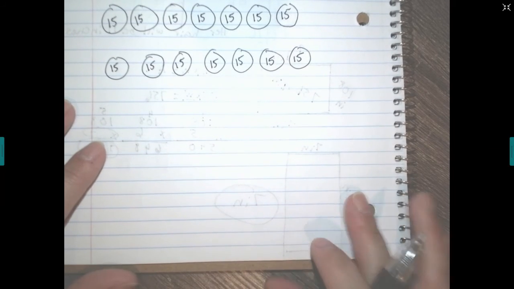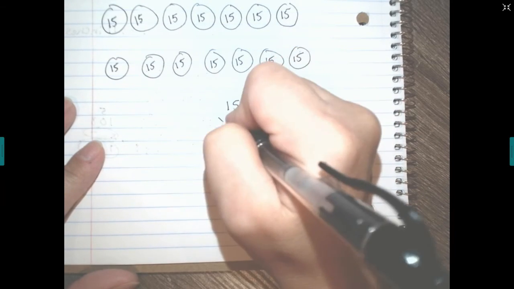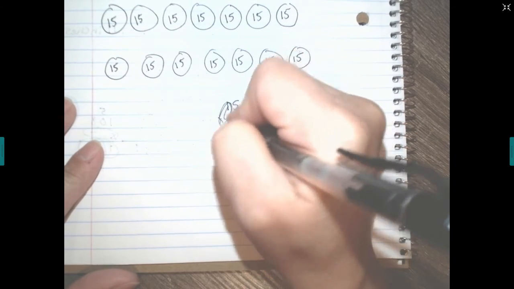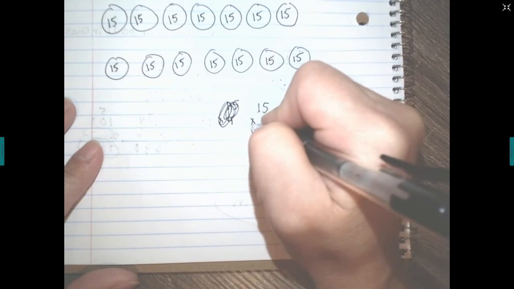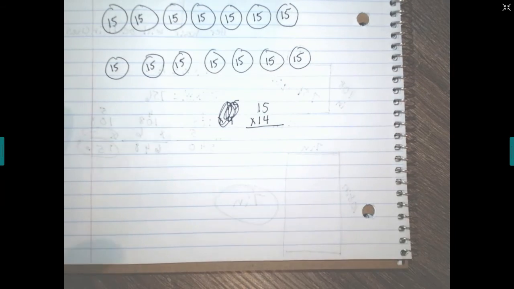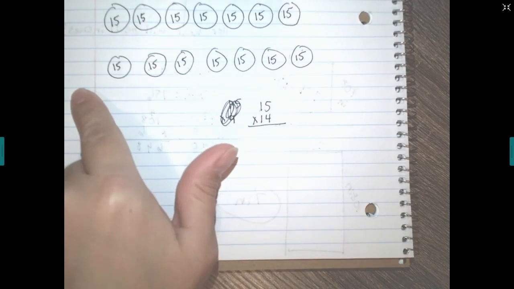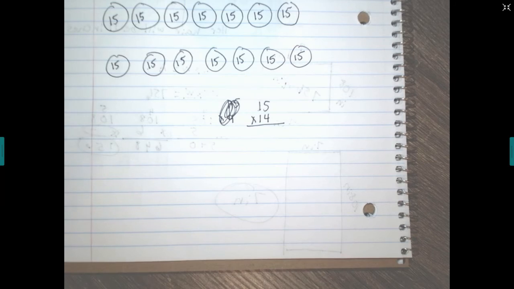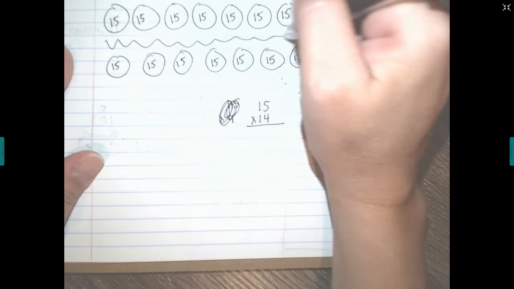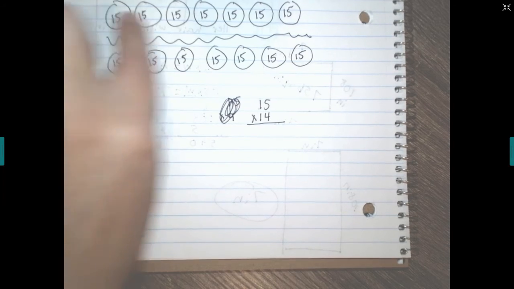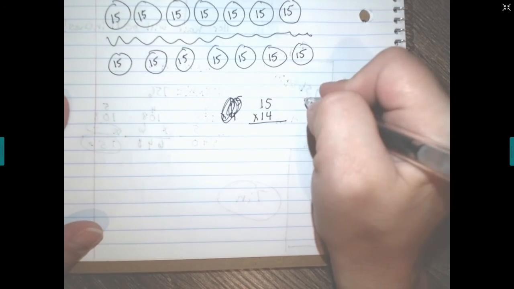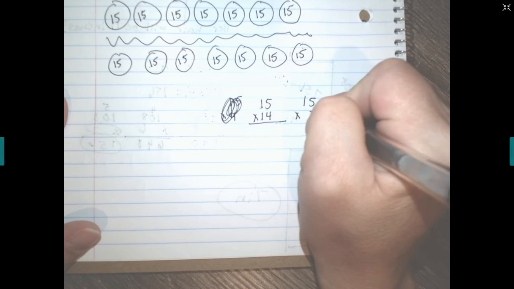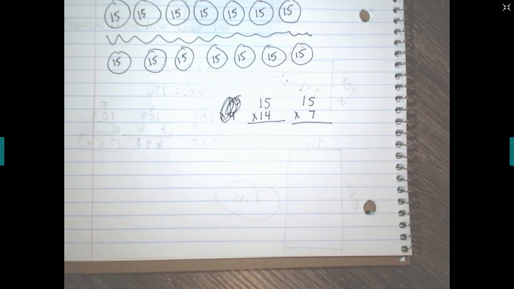My equation could be 15 times 14. We haven't actually learned how to do 2-digit by 2-digit just yet. But what I could do is I could figure out one day and then add those. That would be the same for the second day, and then add those together. So let's just figure out this first group above the squiggly line. So I have 7 groups, and I'm going to do 15 times 7. Now I do know how to do 15 times 7.